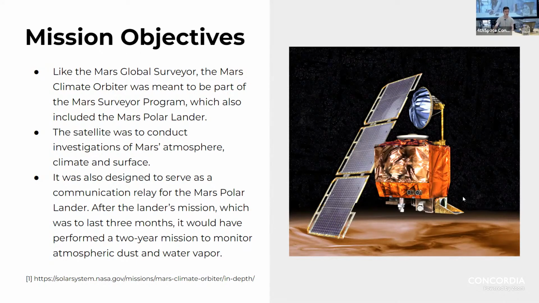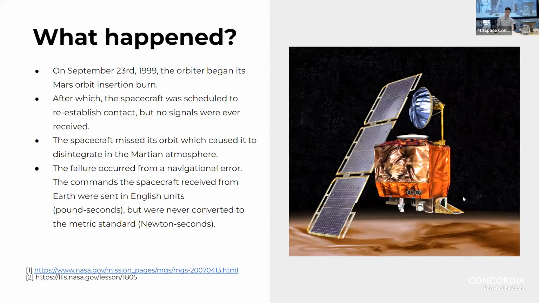Unfortunately, that didn't go to plan. As the satellite began its approach into orbit, nothing was ever heard back from it. There was no contact ever established with that satellite. No signals were ever received. So it was concluded that the satellite missed its orbit and disintegrated in the Martian atmosphere.